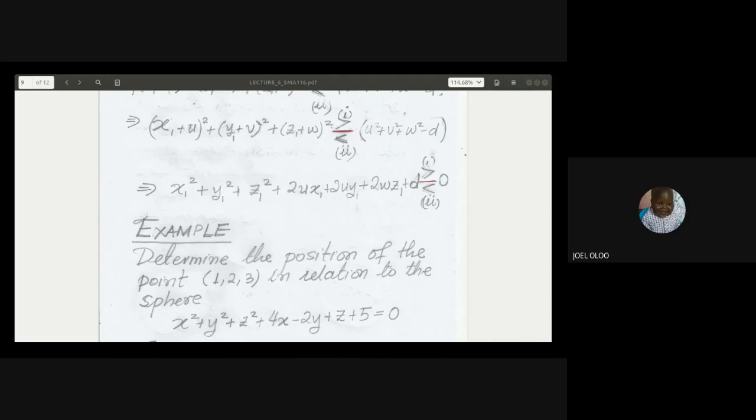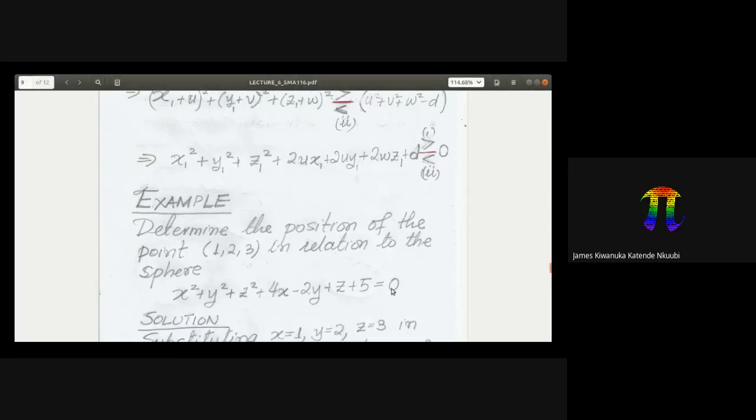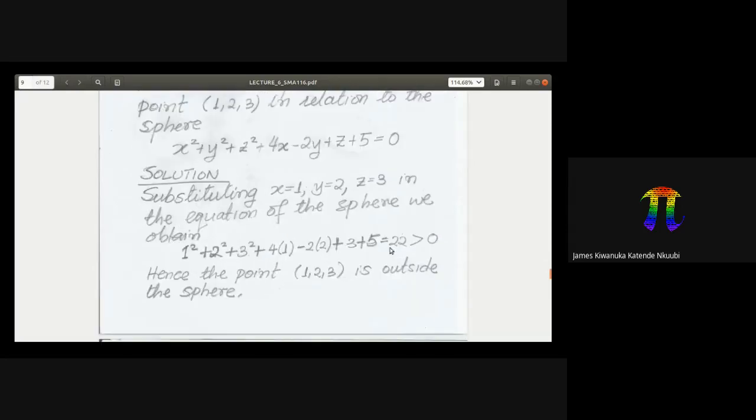It's greater than 0. Yes. Okay. Let's see if you are correct. So I also got 22, which is greater than 0. So this point is definitely outside the sphere.